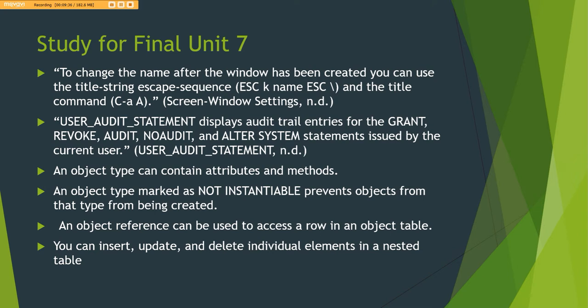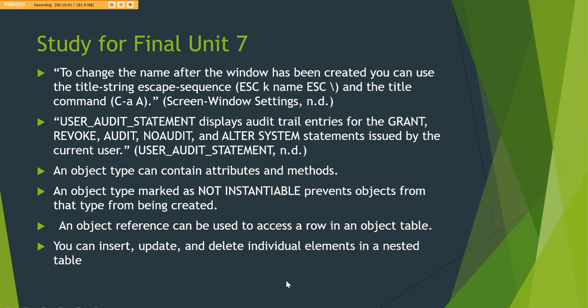User audit statement displays audit trail entries for the grant, revoke, audit, no audit, and alter system statements issued by the current user. An object type can contain attributes and methods. An object type marked as not instantiable prevents objects from that type from being created.